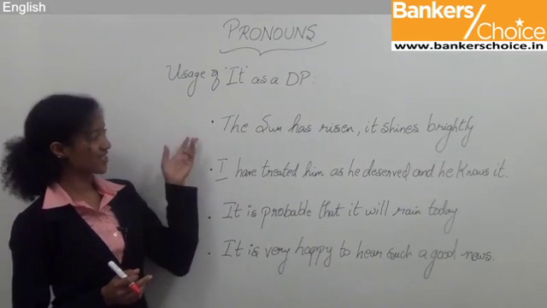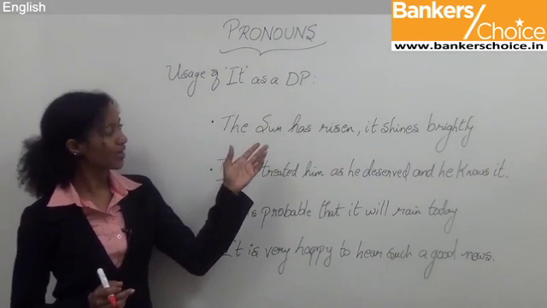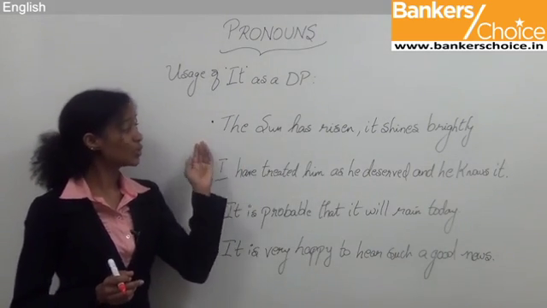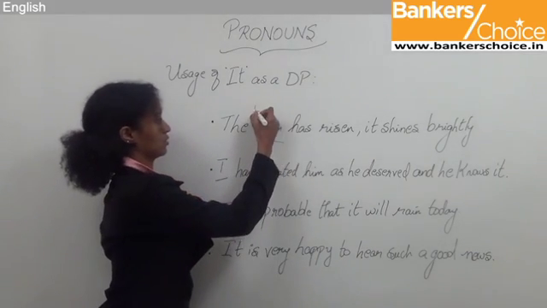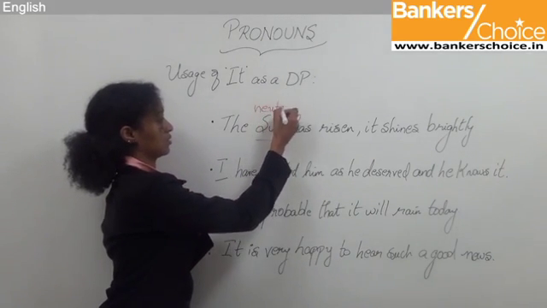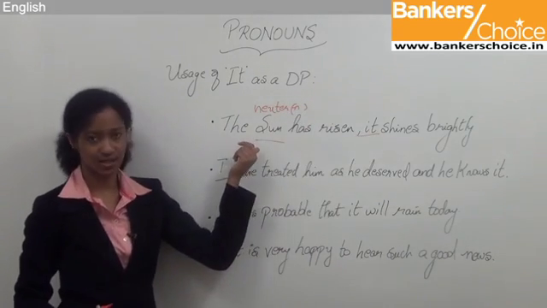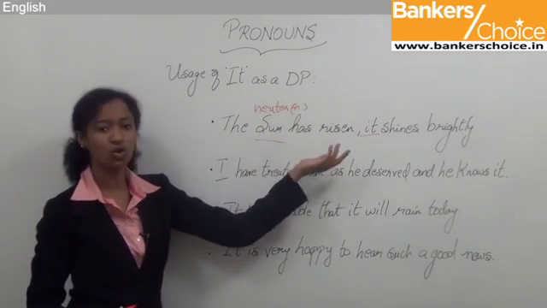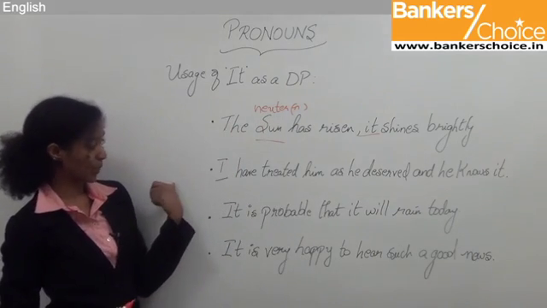Okay. The first case. Now, it is used when a neuter noun goes before it. For example, in the sentence, which is the noun? The sun. That's my neuter noun. So obviously, it refers to the sun here, right? So whenever the neuter noun precedes or goes before, then I use the demonstrative pronoun it. Let's look at the second one.